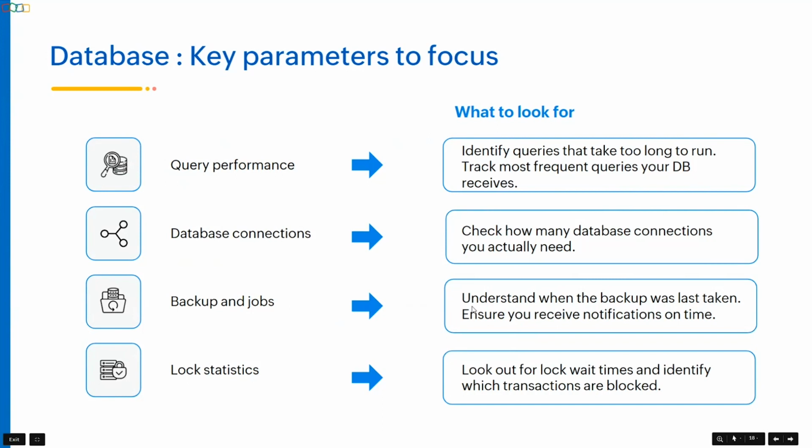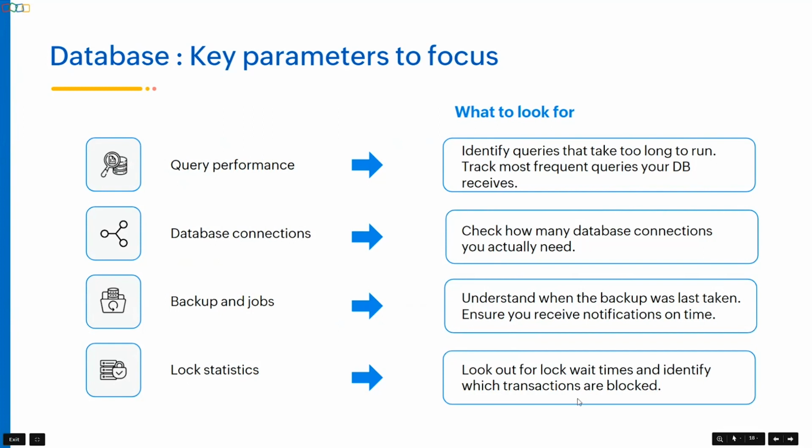And in backup and jobs, you need to identify when the last backup was created. You can create an alert for it, and with the help of Applications Manager's automated actions, you can create, start, or stop a particular job. When an alert is created, you can associate an automated action to it, which allows you to create, start, or stop a particular job in the backup and job section. And under lock statistics, you need to watch out for the lock wait times and identify which transactions are blocked.